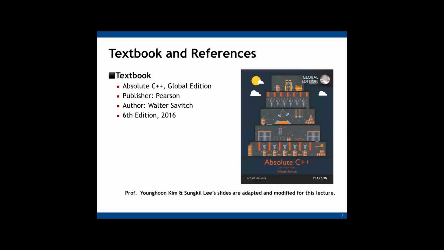All right, the textbook. This is the textbook used in this course. The title of the book is Absolute C++, 6th edition. For each topic we talk about in the lectures, I will post the relevant chapter in the book so that you can study more in your own time after the lectures. But it is not required. You don't have to have this book.